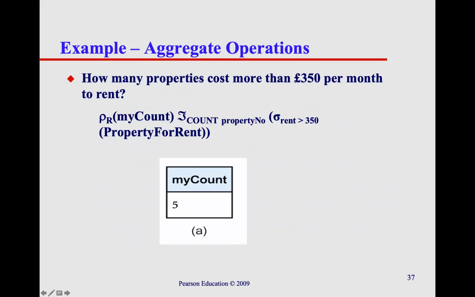So for example, how many properties cost more than $350 per month to rent? So we first filter out all rows that are less than 350. Then we apply count property number, and this is the name of the row. I'm sorry, the column will be my count.